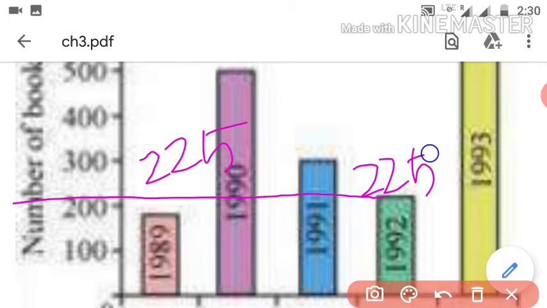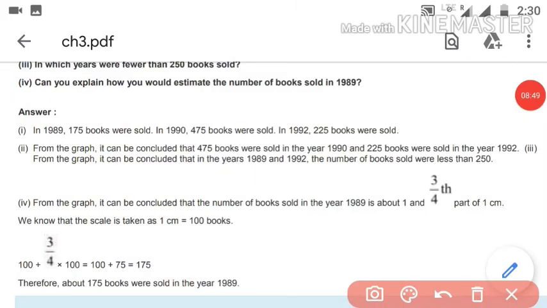In your book you can see it properly. So books sold, for one answer I have given. For 1989 is how much? 175, and in 1990 475, in 1992 225. Now next question. From the graph it can conclude that 475 books were sold in which year? Directly we can see from the graph, isn't it? 1990.